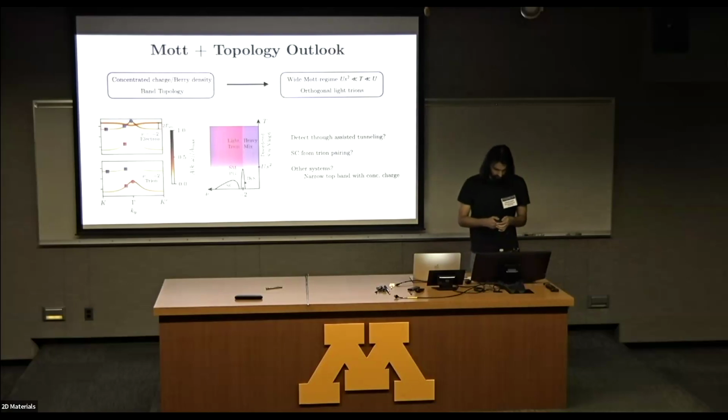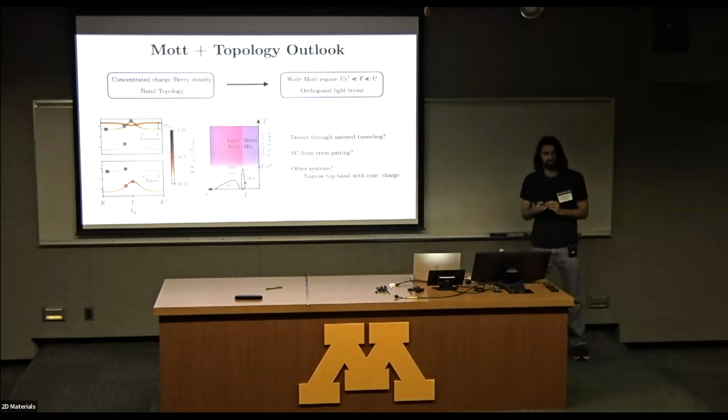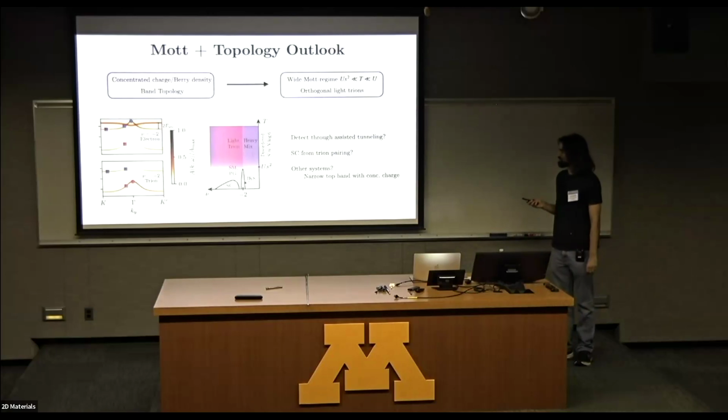So I'm going to close with the TVG story. If there are any questions about just graphene, this would be a good time to ask them. But overall, I want to summarize that, stepping back a bit, we put two ingredients in: concentrated charge or Berry curvature, together with an isolated topological band. And this leads to a parametrically wide Mott regime with a small parameter S squared, where these orthogonal and light trions appear out of the calculations.